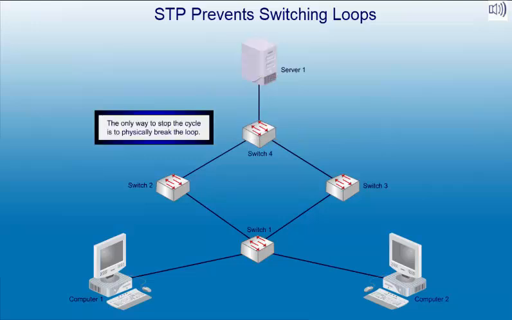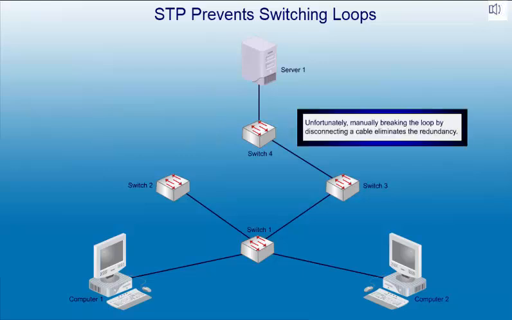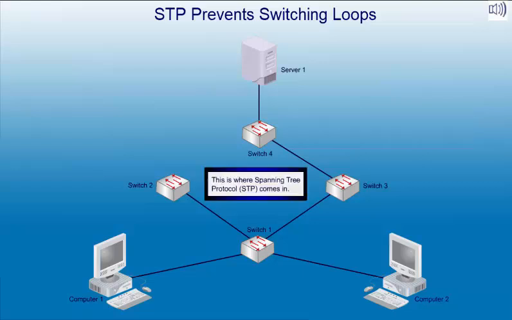The only way to stop the cycle is to physically break the loop. Unfortunately, manually breaking the loop by disconnecting a cable eliminates the redundancy. This is where Spanning Tree Protocol comes in.